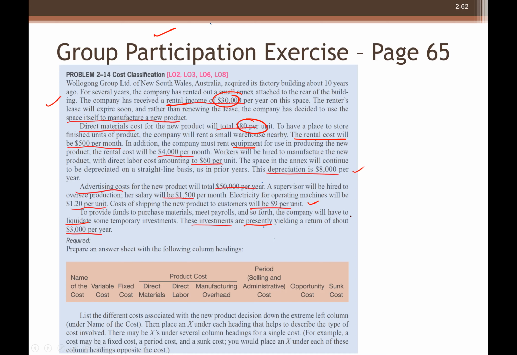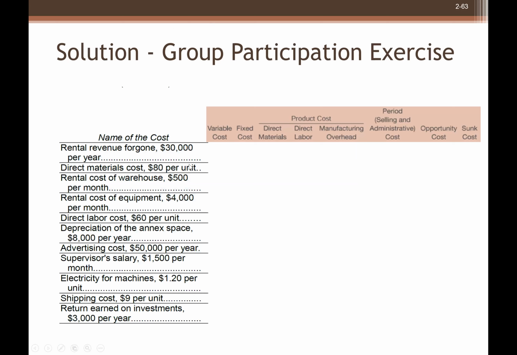So I forgot about this. Let me read that. To provide funds to purchase materials, meet payrolls, and so forth, the company will have to liquidate some temporary investments. The investments are presently yielding a return of about 3,000. Yes, right. So let's talk about this. I have listed all this.